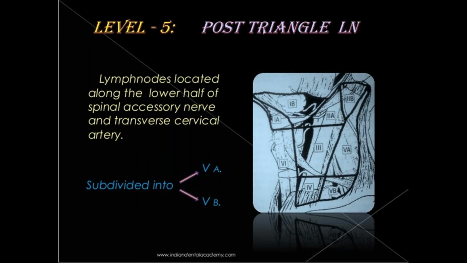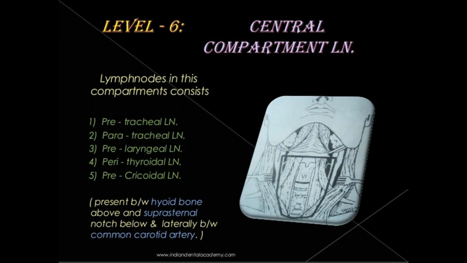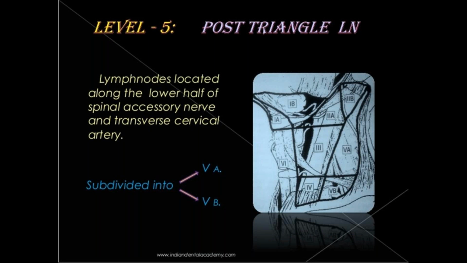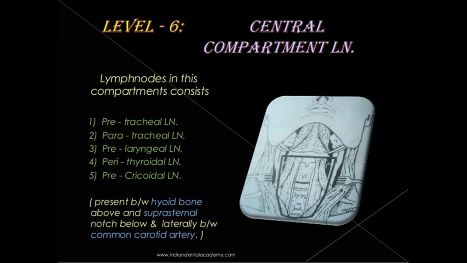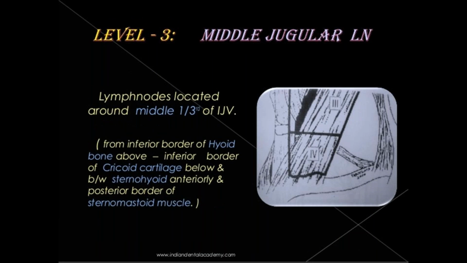So coming to level 4, the lower jugular lymph nodes. That is the lymph nodes located around the lower 1/3 of the internal jugular vein.